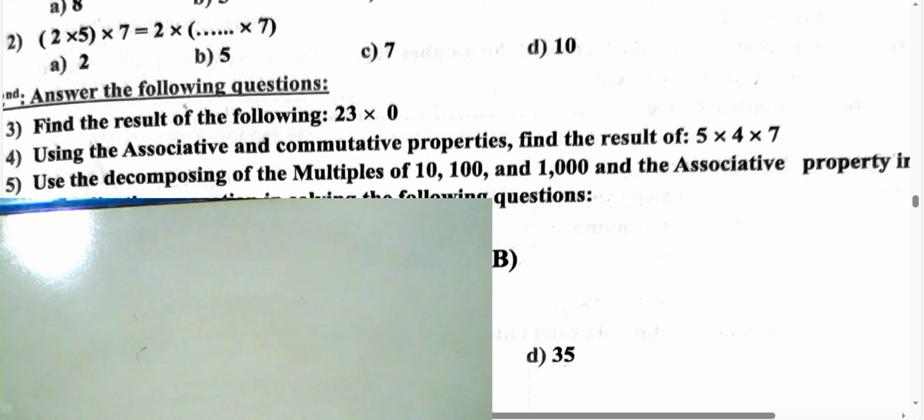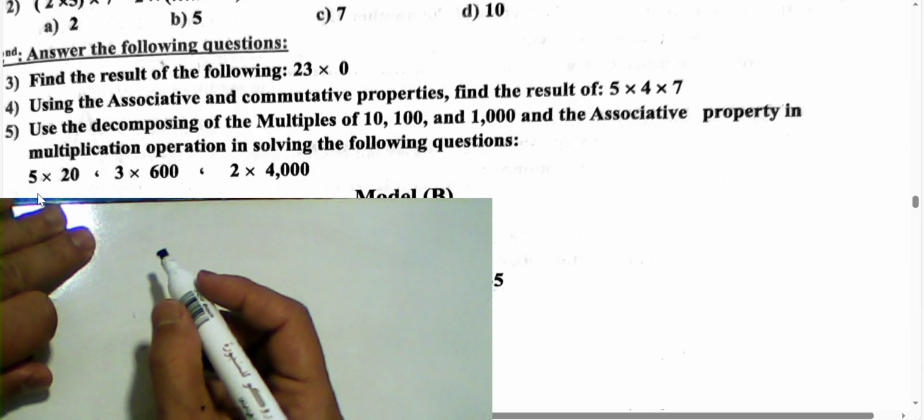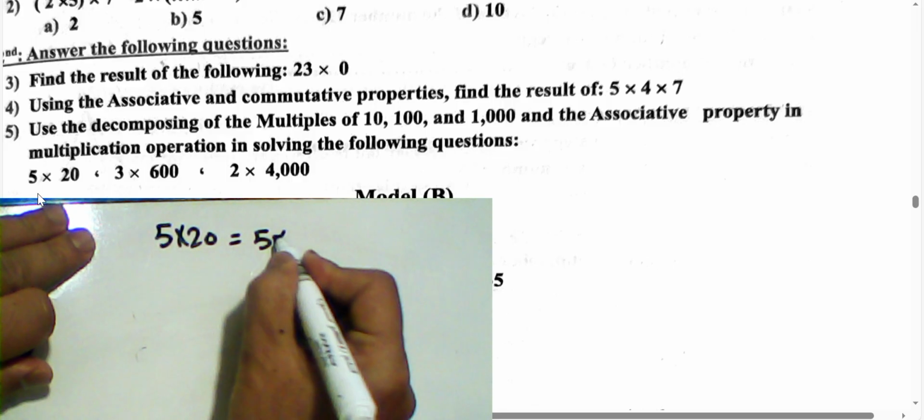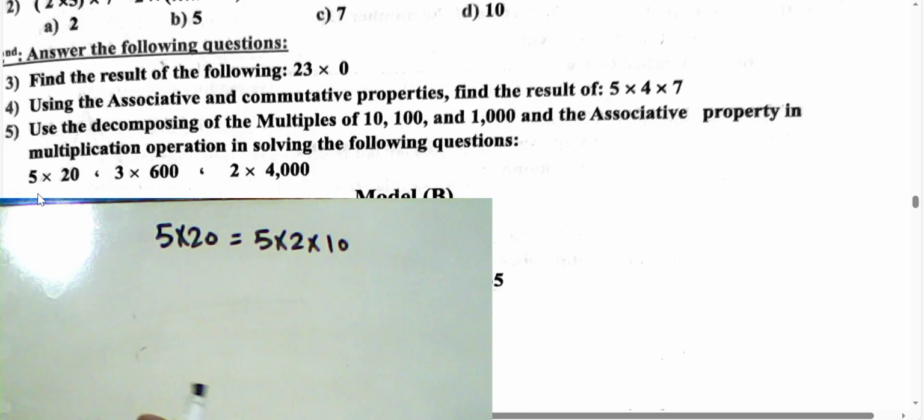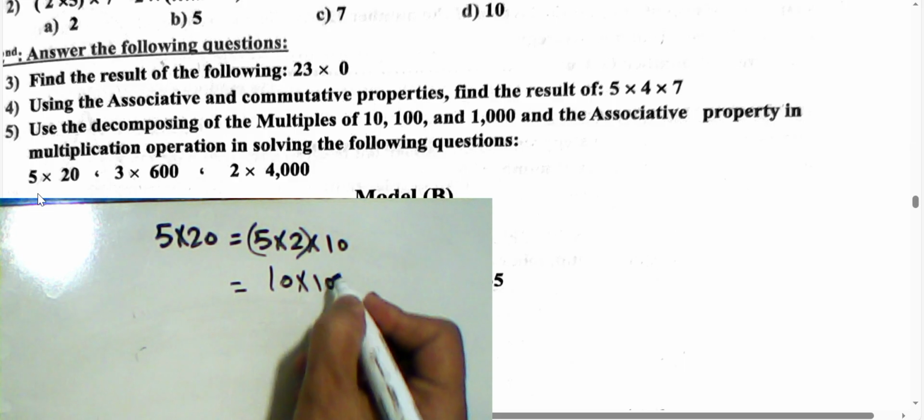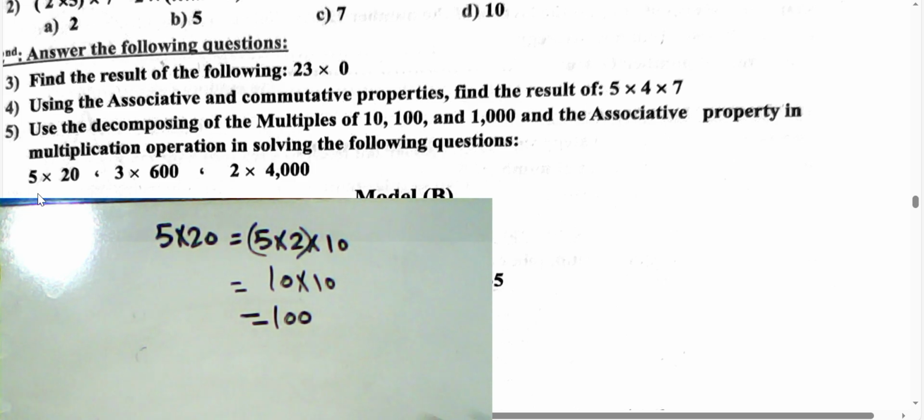Question. Use the decomposing of multiples of 10, 100, 1000. Also, associative property, find the result here. Like this question, 5 times 20 equals what? We can solve this by writing 5 product by 2 product by 10. Okay, and then we can put brackets here. 5 times 2 is 10. 10 times 10 is 100.